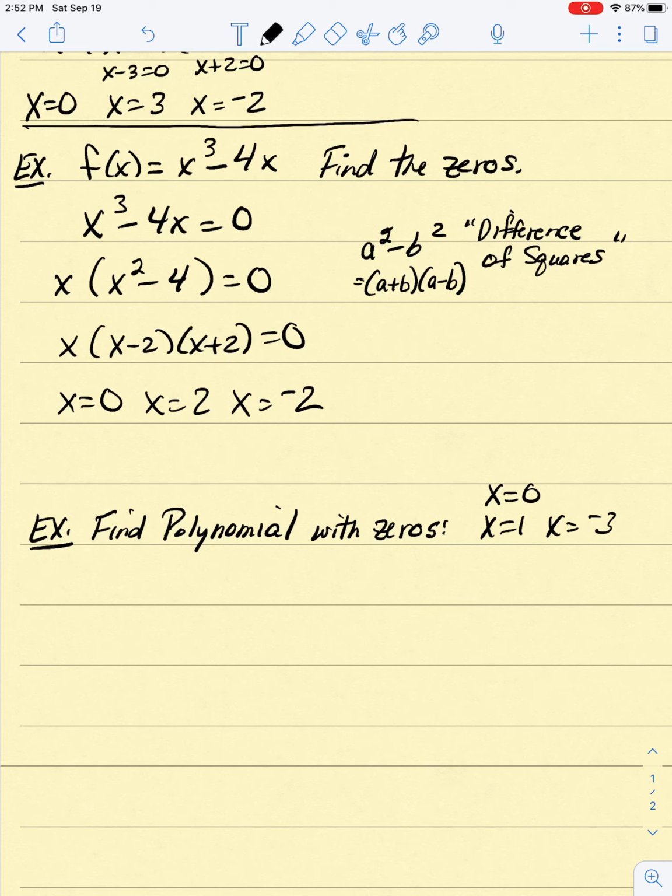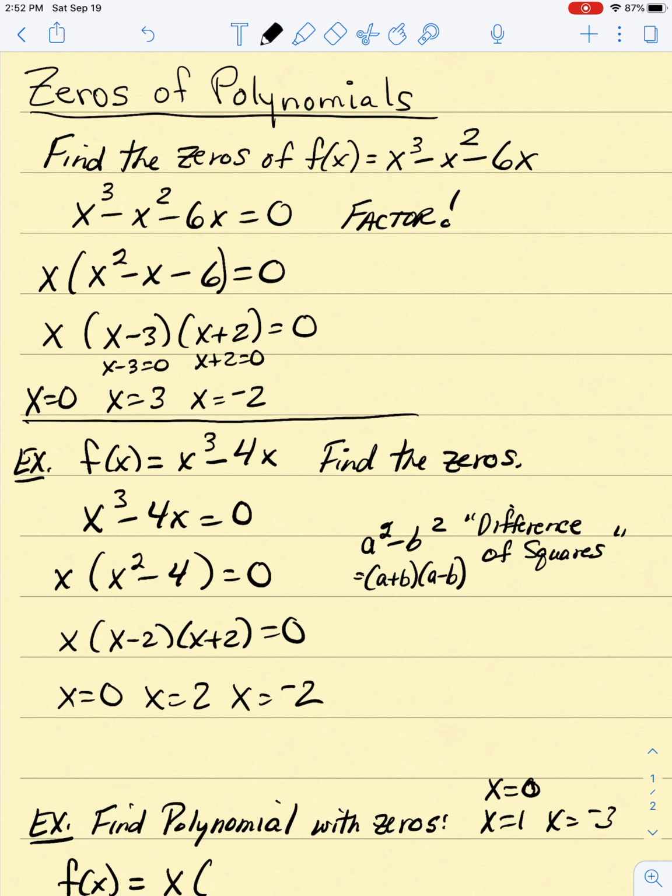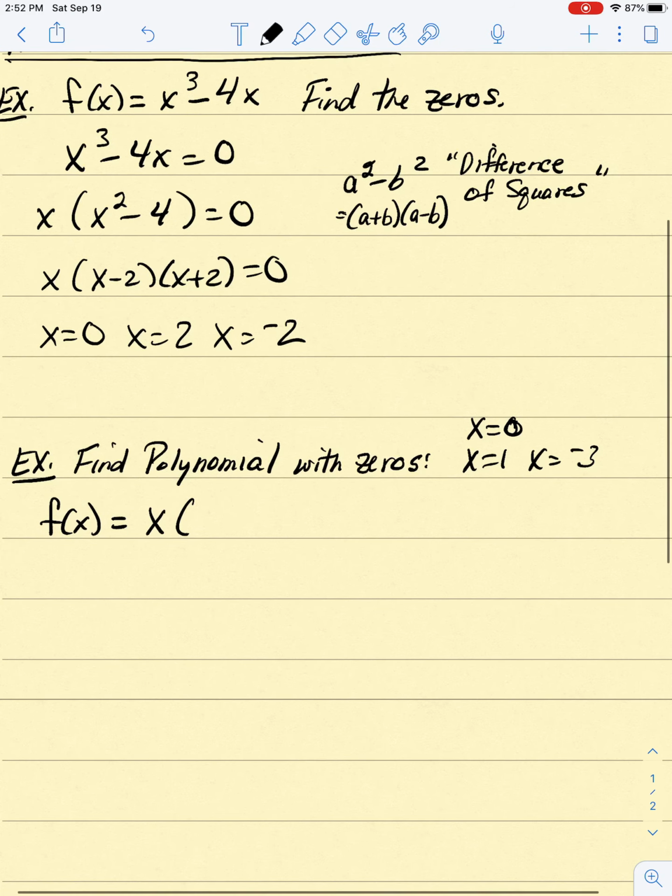Okay, so in this case, you have to work the problem backwards. Okay, so your f of x would become, all right, well, if the 0 is 0, that's indicating just plain old x is a factor. Okay, if x equals 1 is a 0, then x minus 1 is going to be your factor. If x equals negative 3, then x plus 3 is going to be your factor.